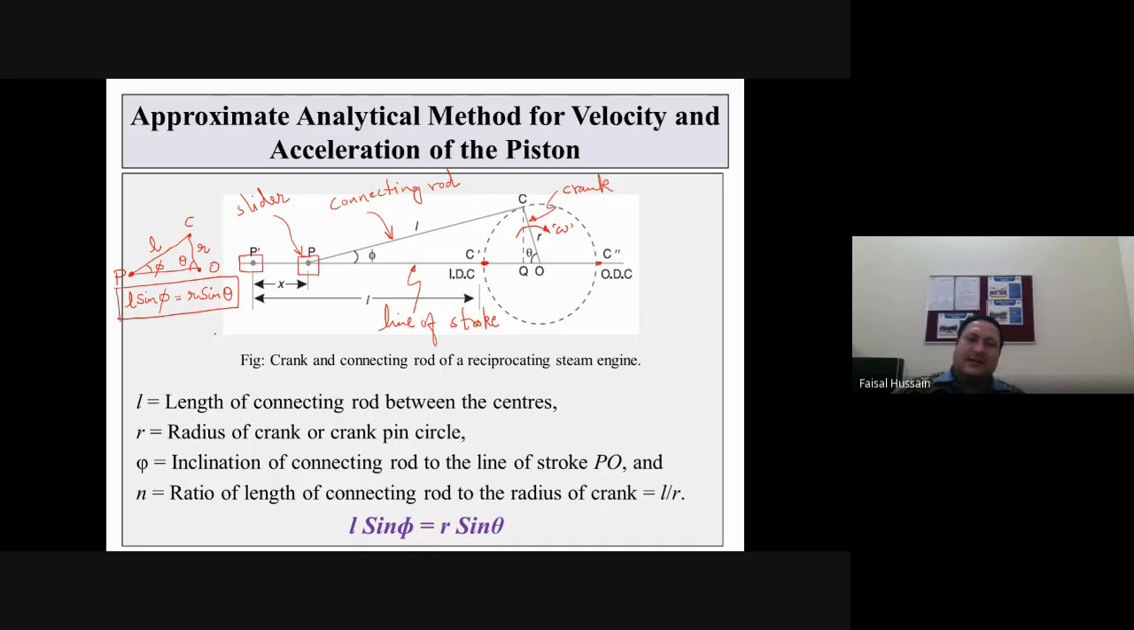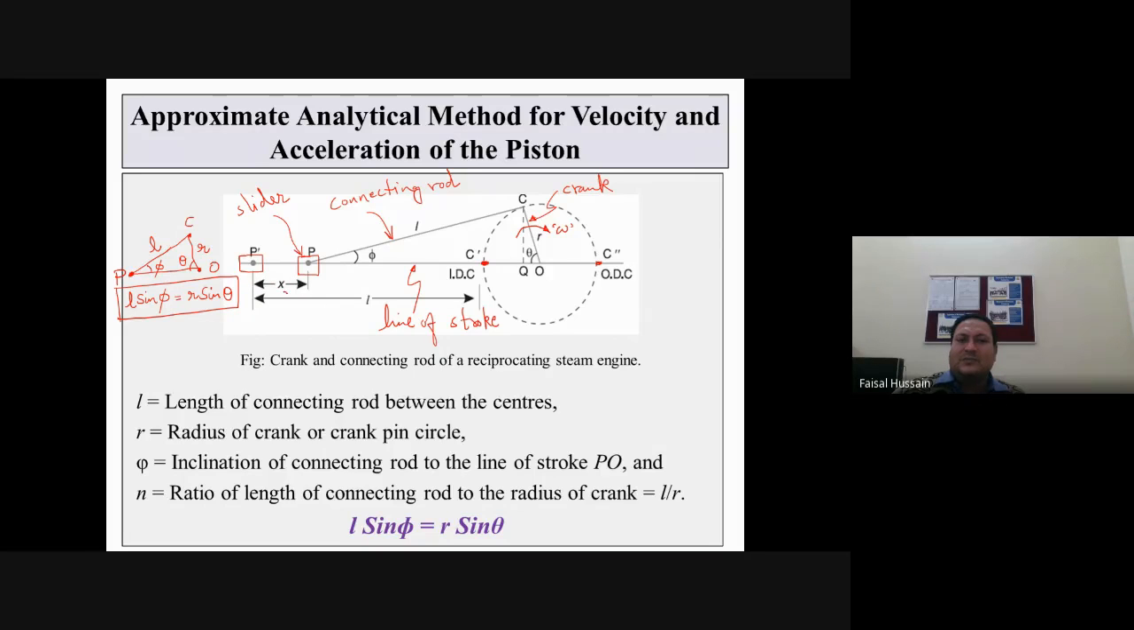Now let us move further. Here, let us consider that the slider has moved from P to P dash, or if I am moving the crank in the clockwise direction, then it has moved from P dash to P. If the crank is moving in the anti-clockwise direction, it will move from P to P dash. So no debate in it. For example, the crank is rotating in the clockwise direction. So when the crank moves, the slider will also move, and this is the displacement of the slider x.